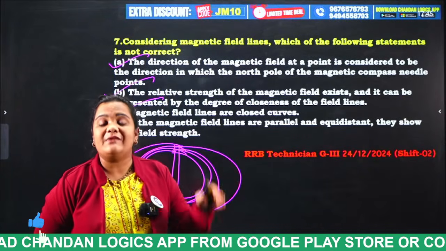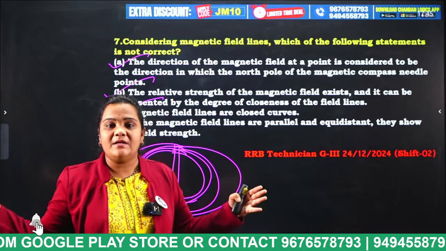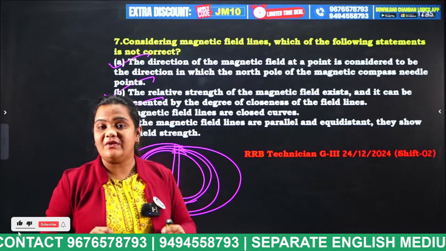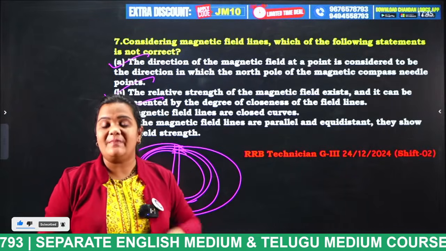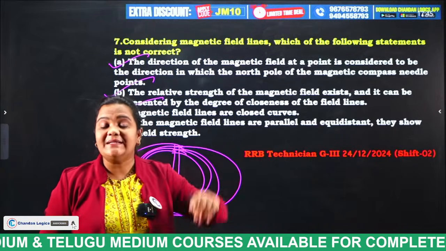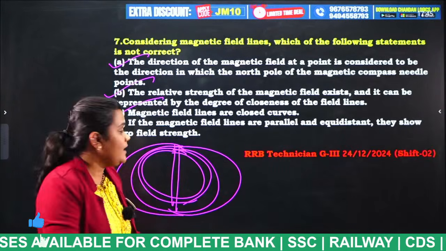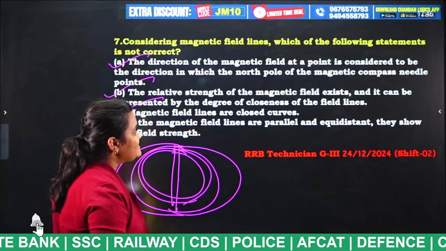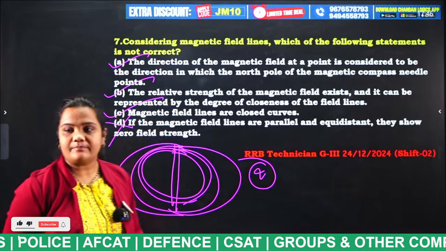Why? Because if there is a magnetic field, whether the lines are closer or far away, some magnetic field exists. And that type of magnetic field is known as what? Uniform magnetic field. So when will zero field strength be generated? If there are no magnetic lines, we can say in that case that there exists a zero field strength. Okay, so what statement is wrong, students? The fourth statement is wrong. So what is the answer for this question? 4 is the answer for this question. Clear? Next.